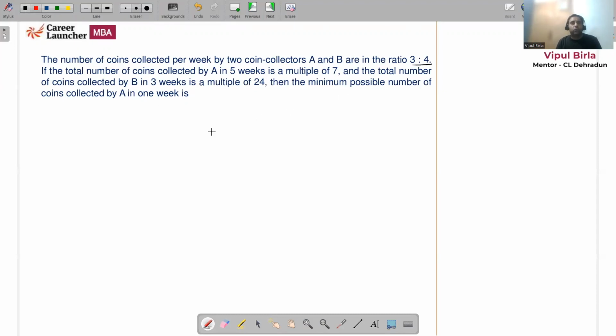So the ratio is given as 3:4. So that means, let's say A and B, it is given 3:4. Therefore, let's say 3x and 4x collected per week.